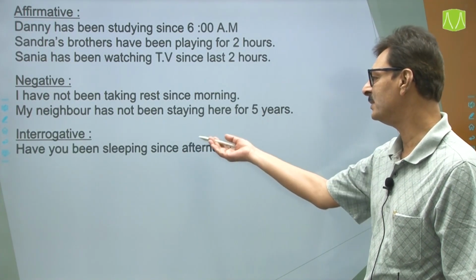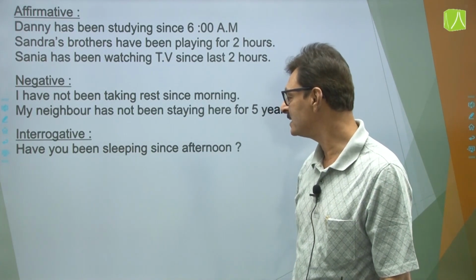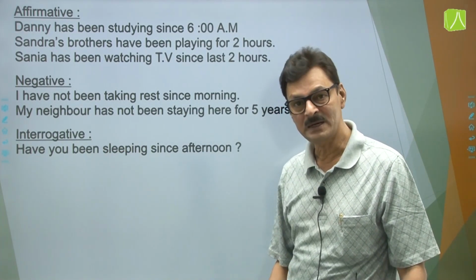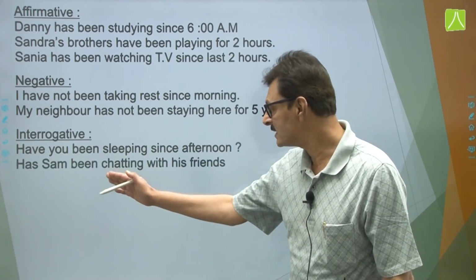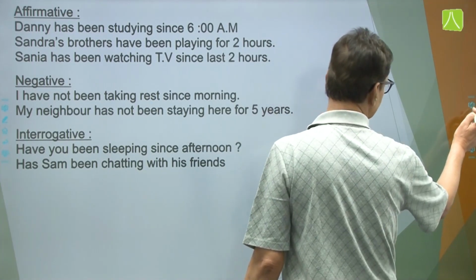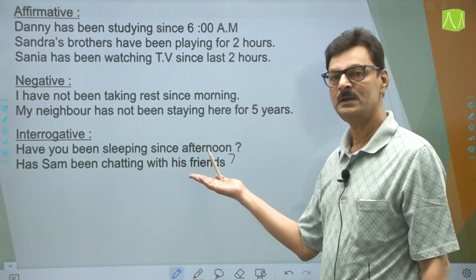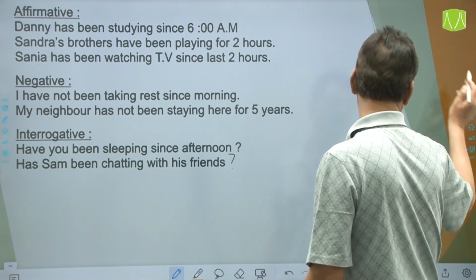Interrogative, very simple, starts with a helping verb, ends with a question mark. Have you been sleeping since afternoon? दोपहर से सोते आ रहे हो. Has Sam been chatting with his friends? Question mark. Yes, it's missing over here. So इस तरीके से हमको ये करना है.